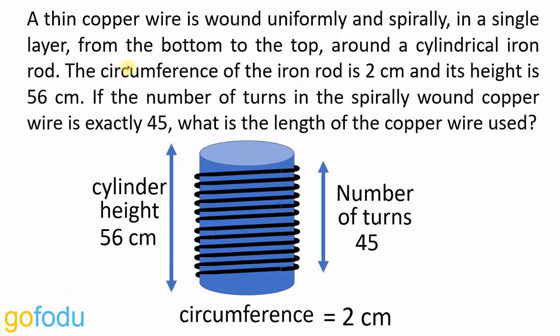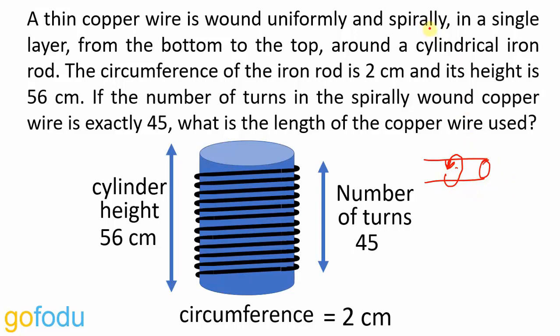You see, whenever we come across a wire being wound around a cylinder, we assume that one complete turn of the wire covers the circumference of the cylinder. So the length of one single turn of wire is equal to the circumference of this cylinder, and the total length of this wire will be the number of turns into the circumference of the cylinder, right?